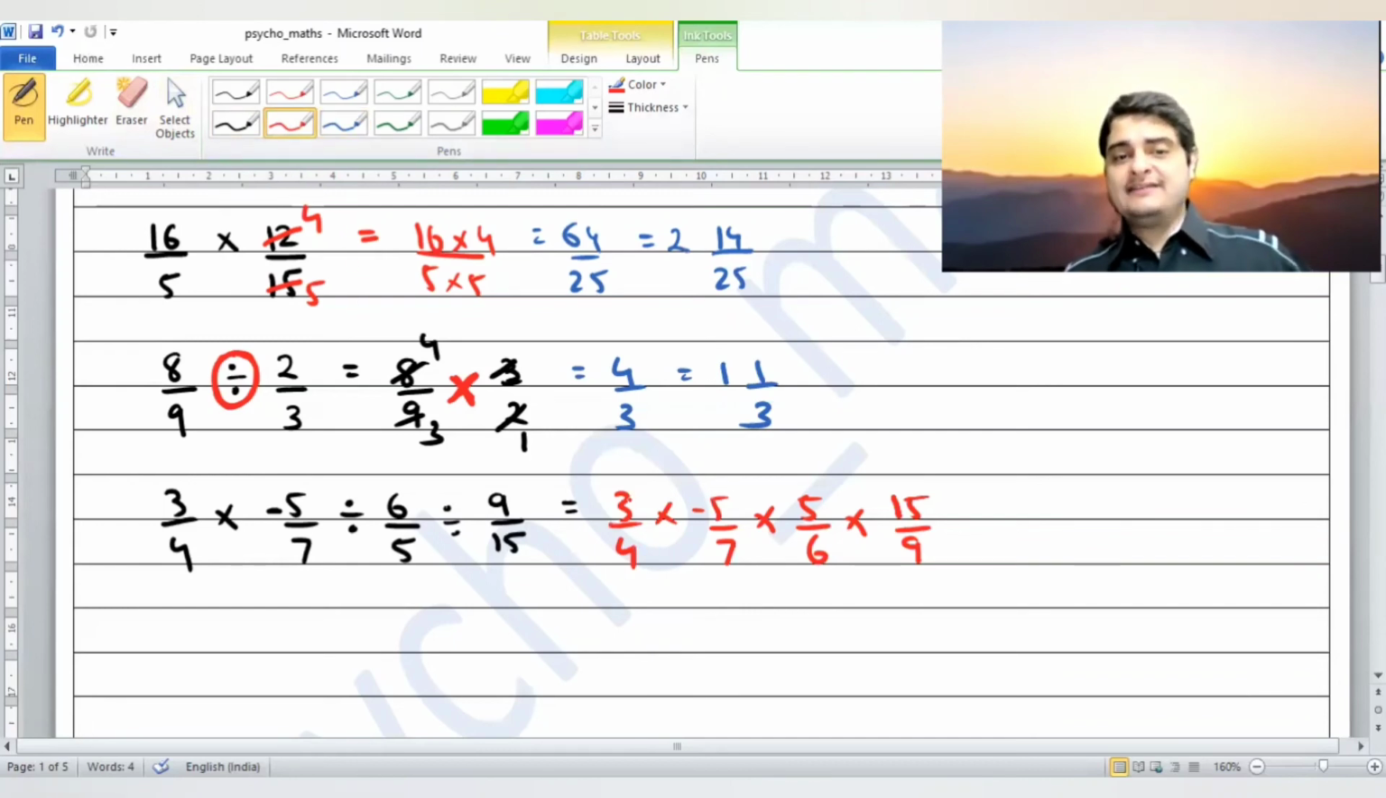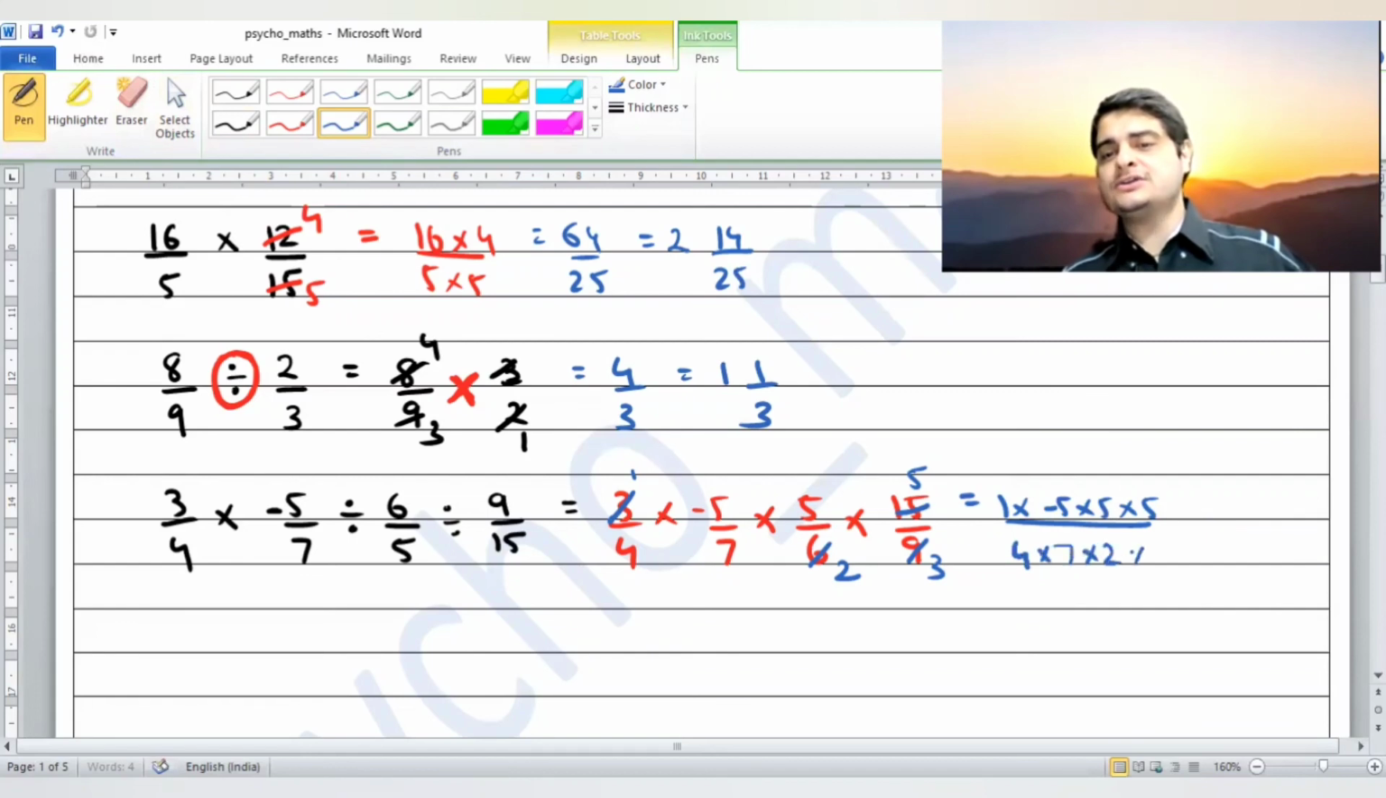So over here we can see, it is 3 ones, it is 3 twos. Further I can get through with it. This is 3 threes and this is 3 fives. Is there any other possibility? Check it thoroughly. No. So in the numerator it is minus 5. I write it separately. It is 1 into minus 5 into 5 into 5 upon 4 into 7 into 2 into 3. Check the final answer.